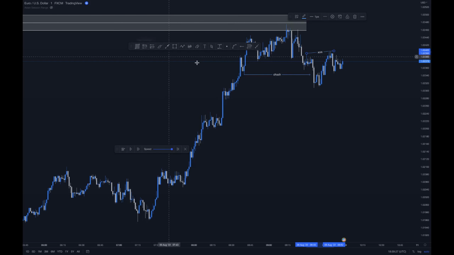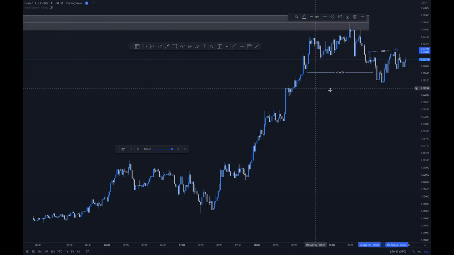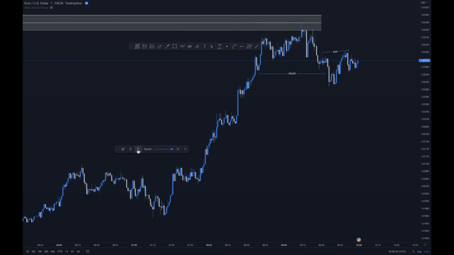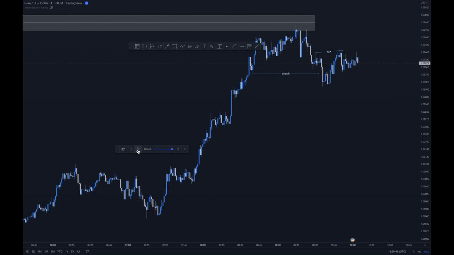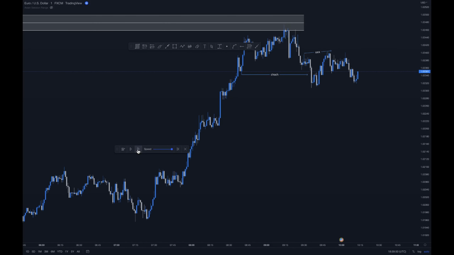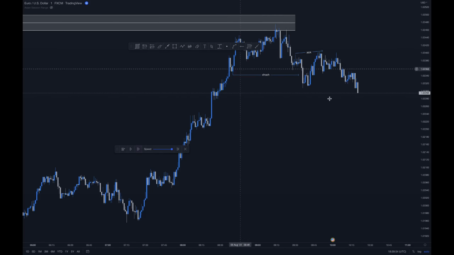Let me play the market further to make sure that I have a break of this low. Right, I want to see the market have a break of this low before I can actually look at that POI to take any trade from there. All right, so let me play the market further. Okay, so the market has taken out this low.